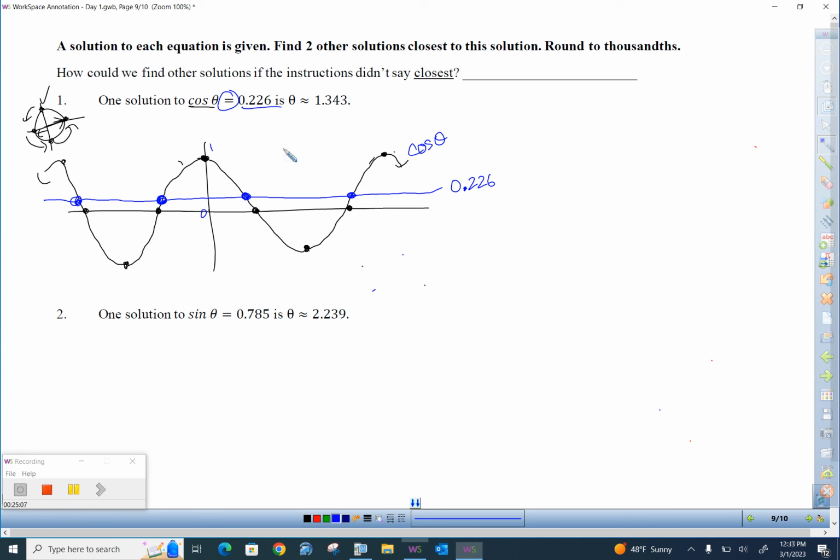So it's not going to ask you to list all of the answers. It's going to ask a specific question. So we're supposed to find 2 solutions closest to the one they give us. Okay, so it says one solution to this is 1.343. So that is my angle, which means that's my x value. So it's my x value of one of these points. It's positive, so it has to be this one or this one. And this is a value in radians.